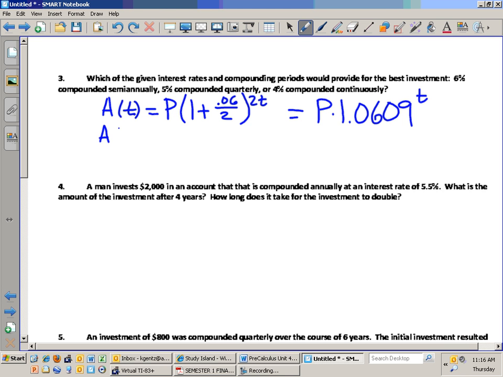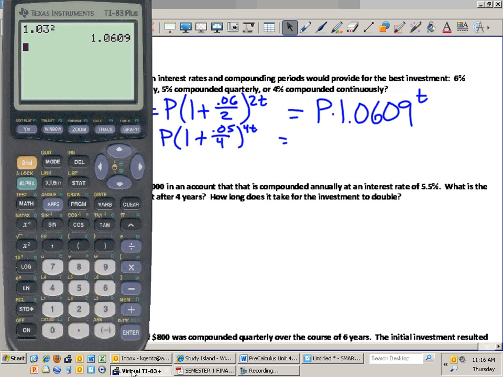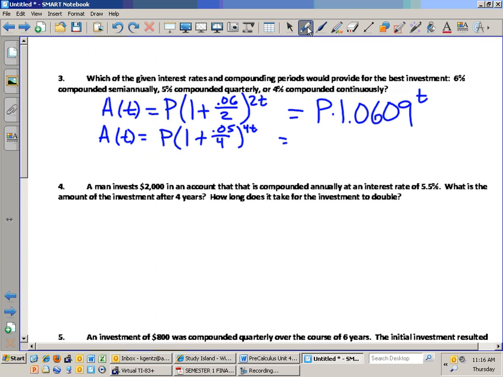So what we'll do is the next one. Amount at a given time would be the principal times 1 plus 0.05 over 4 to the 4t. So now I'll figure that out. 0.05 divided by 4, that's 0.0125 plus 1. And then we'll take that to the 4th power. And we get 1.0509 to the t power.